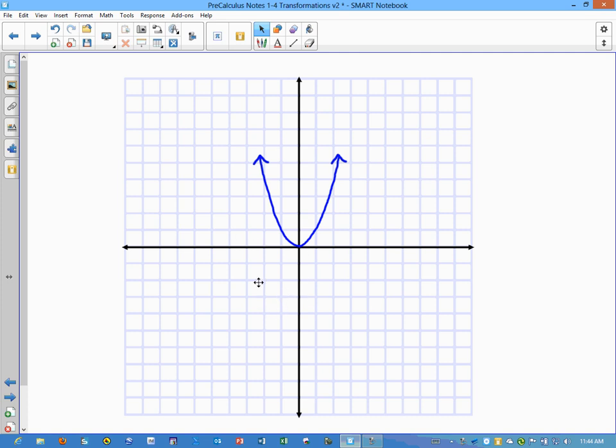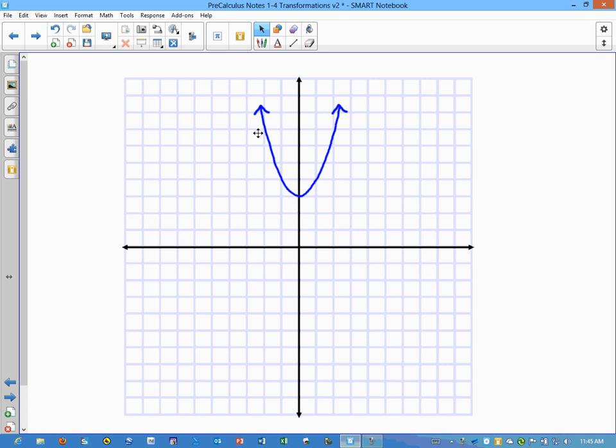Okay, with that being said, if we were to add outside the parent function, for example, let's say we have y equals x squared, which would be this. Y equals x squared plus 3 would be this. We simply take the entire graph and shift it 3 units up. This would be the graph of y equals x squared plus 3.